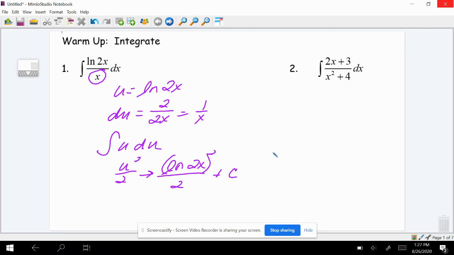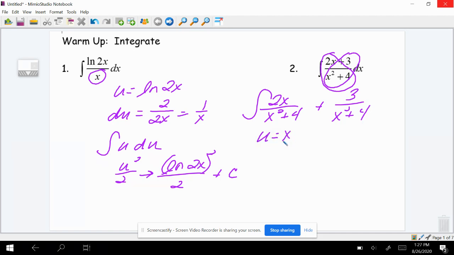Second one is an algebraic technique. This is going to be a split up type of problem where you're going to pretzel it here and pretzel it here. First part of your pretzel is going to be 2x over x squared plus 4, and then 3 over x squared plus 4. This is just a regular u sub. U is the bottom, du is the top. You're going to look and see that you already have the 2x there, so there's no adjustment. So this is a perfect du over u. So you're going to get the natural log of x squared plus 4.